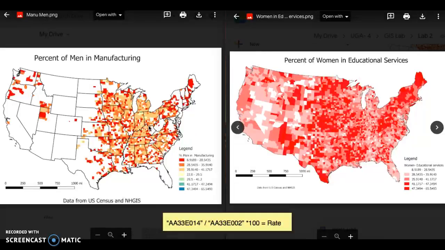And since the quantitative data is being represented on a gradient, a hue-based color scheme would not be appropriate in this situation. So that's my maps for Lab 2.